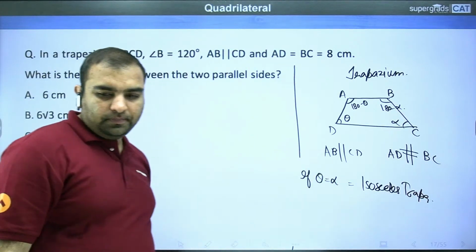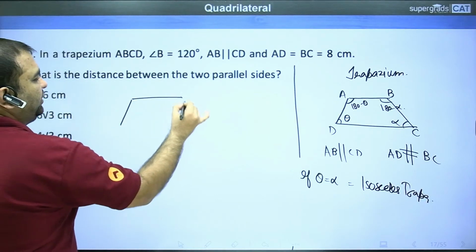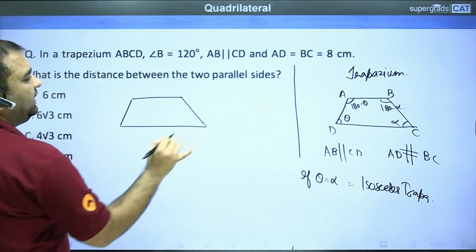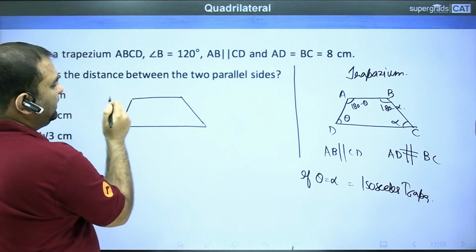Very good. In a trapezium, angle B is known as 120. AB and CD are parallel sides.